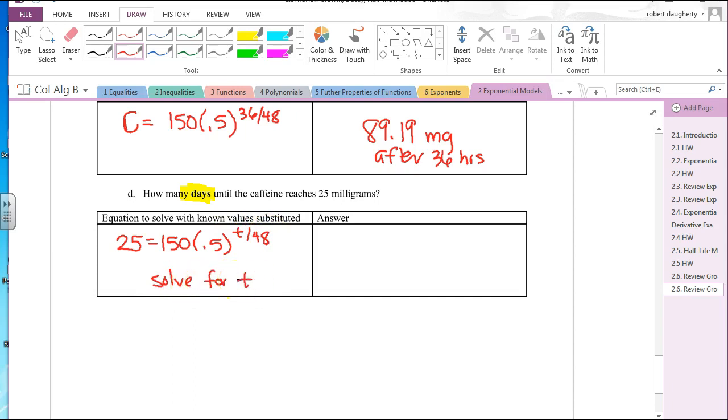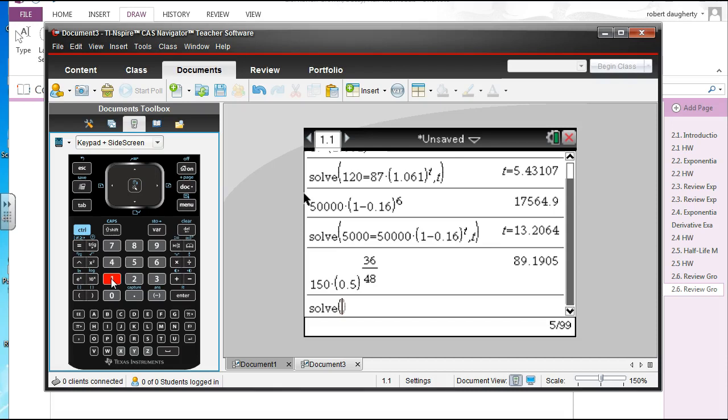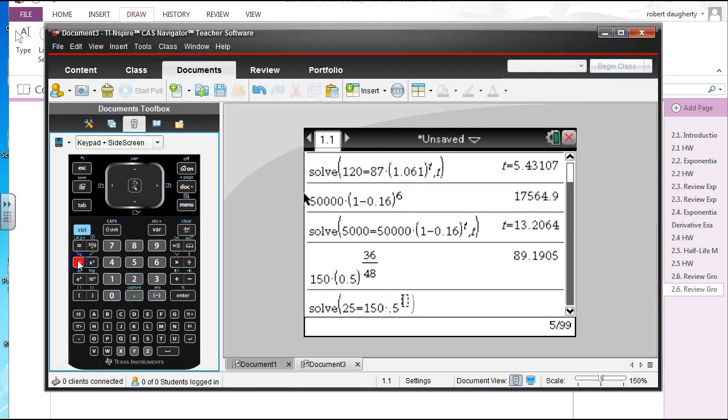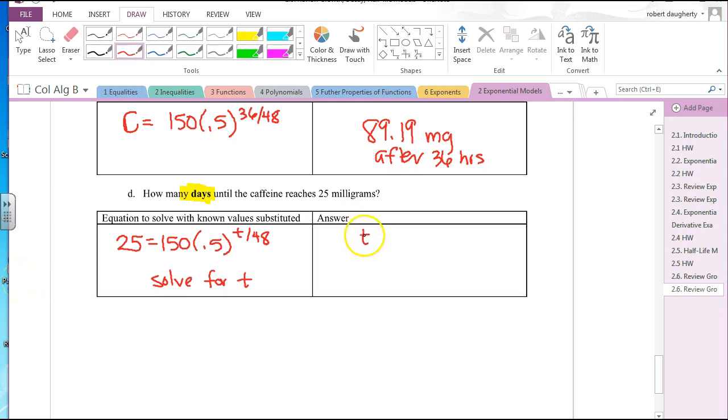We'll do that with our TI Inspire. So menu 3, 1. So when is 25. So 25 equals 150 times 0.5 raised to the t over 48 power, and solve that, comma t. Okay, so solve this for t. T is 124.078. So t equal 124.078. Those are hours. What was the question?